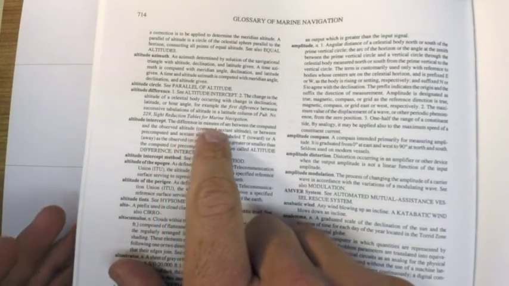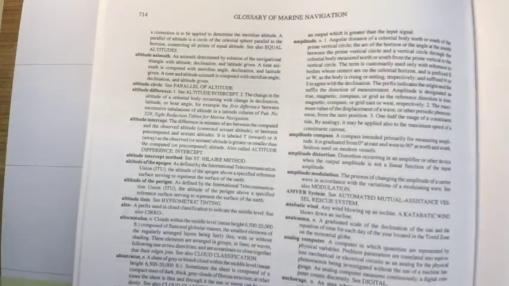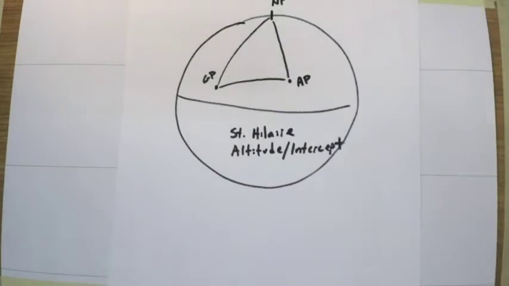Here, the altitude intercept method is the difference in minutes of arc between the computed and the observed altitude. And that's kind of the answer to the question right there. So I'll go into a little bit of an explanation for it, but again, not too much in detail.